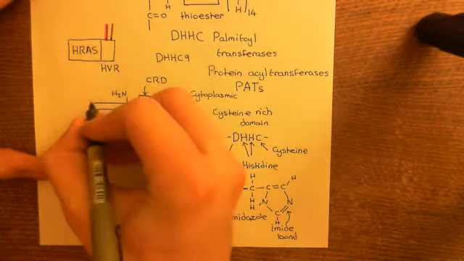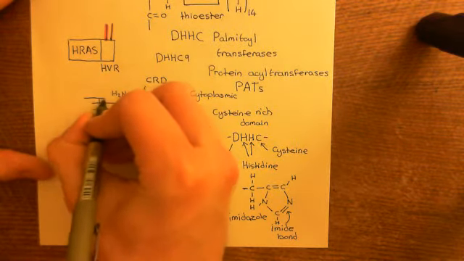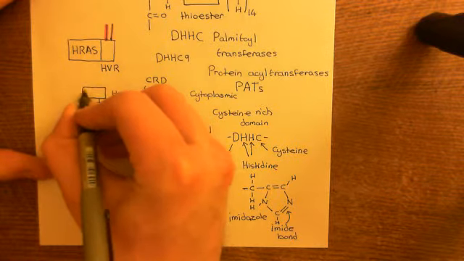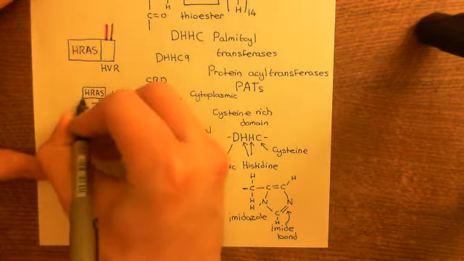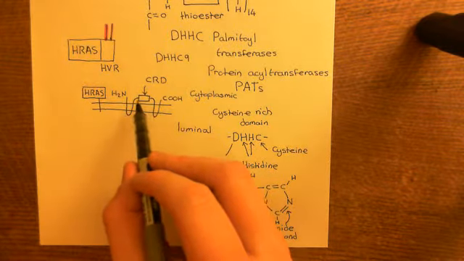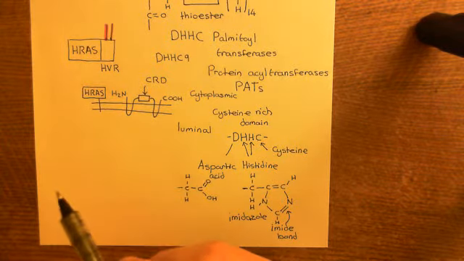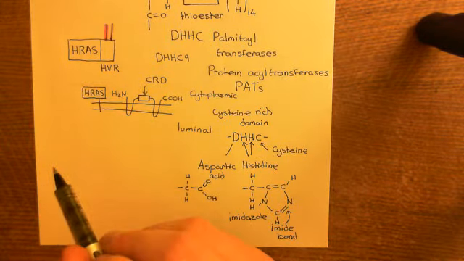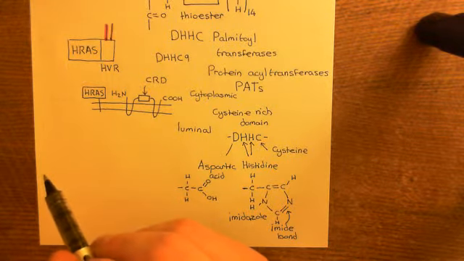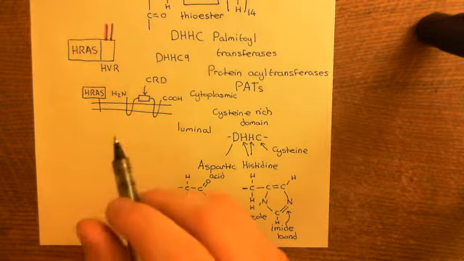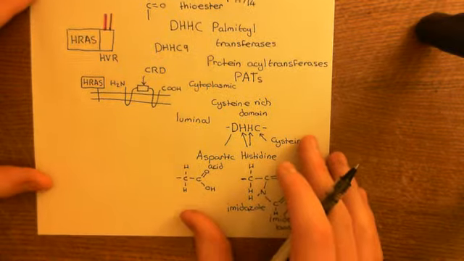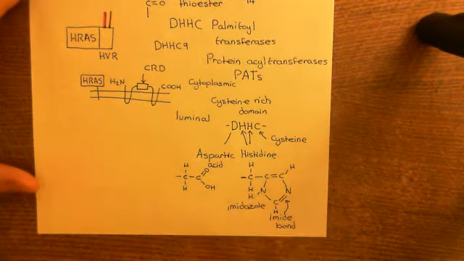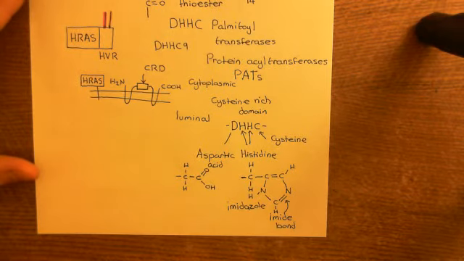So, remember, at the moment, the HRas protein will be anchored in the ER membrane, so it will be very close to this DHHC9 enzyme. What's now going to happen is this DHHC9 enzyme is going to catalyze the adding on of a palmitoyl group onto a cysteine residue within the hypervariable region of the HRas protein. And once the HRas protein has a palmitoyl group added onto its cysteine residue, the HRas protein will move from the membrane of the endoplasmic reticulum to the Golgi apparatus.